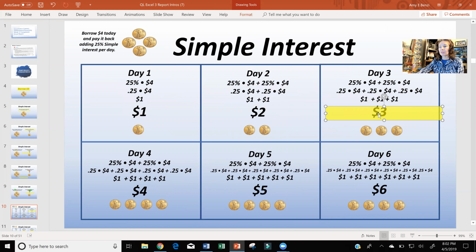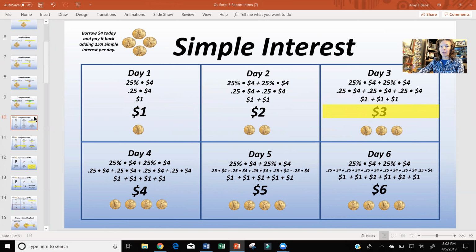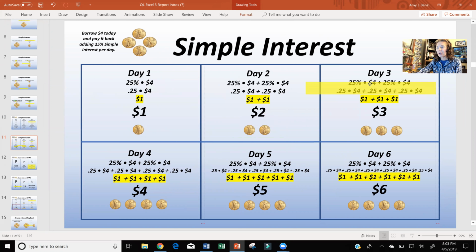In this particular scenario, the kid who borrowed the money may have to pay back $3 of interest. So when you guys can see that when I'm doing this day by day, adding up 25% of $4 plus 25% of $4 plus 25% of $4, and each day I have to add another 25% of $4, I get all these $1 I have to keep adding up because our particular interest is $1 a day.